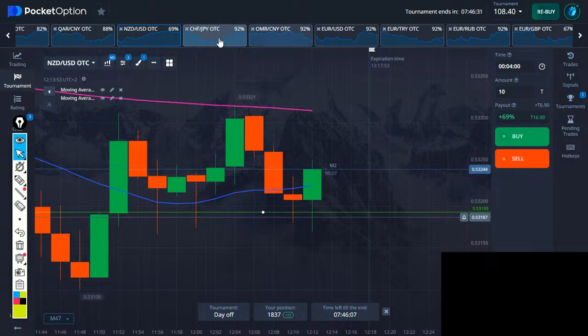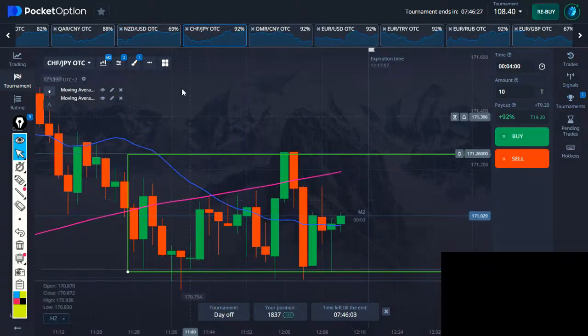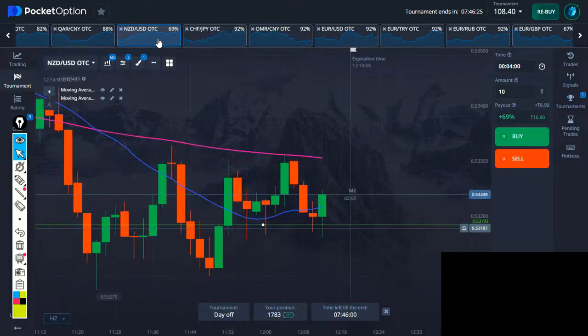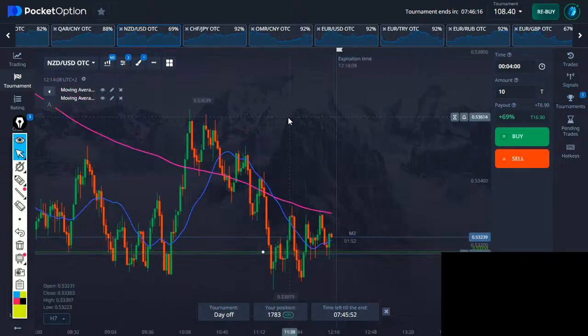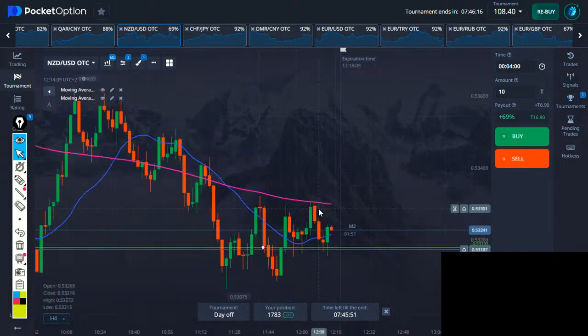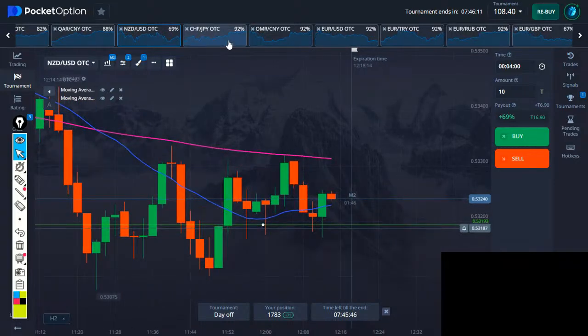Okay, so now we have two setups close to giving us signals. The CHF Japanese and the New Zealand USD. You know, I might take this to the upside as well. However, I prefer to take a sell on this. I'll take a sell. Won't take a buy.